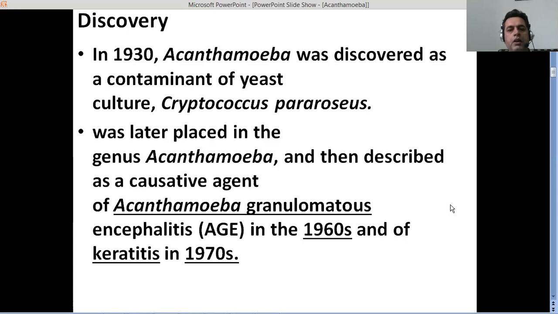And after some time in the 70s, it was isolated in case of patients who were suffering from keratitis. That's why it was then declared to be a pathogen, causative agent of the keratitis condition or inflammation of the eye.